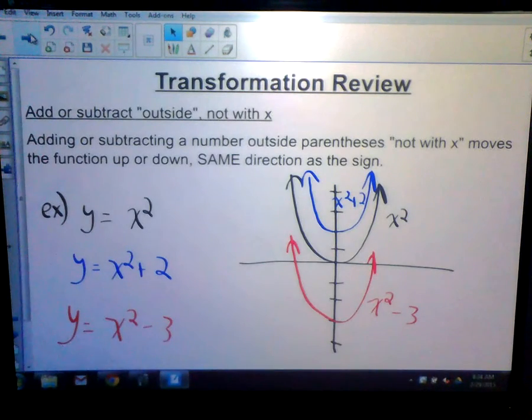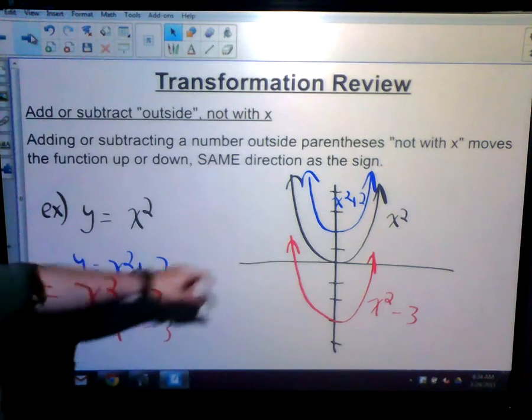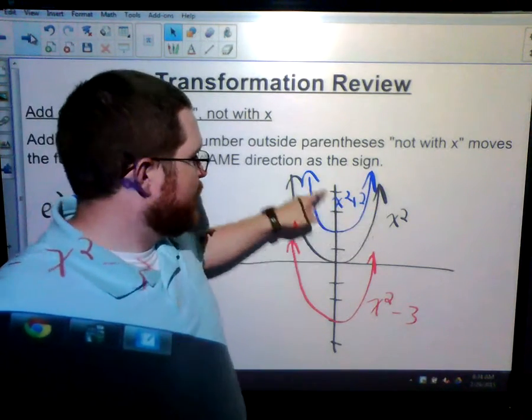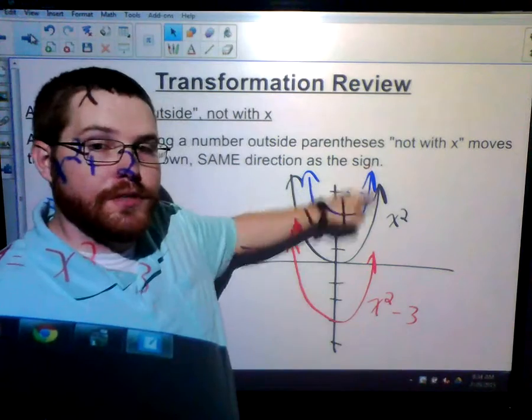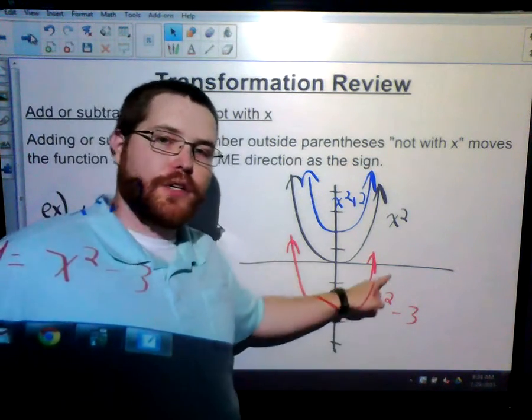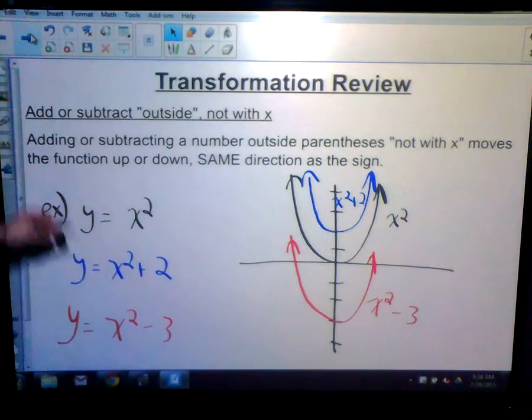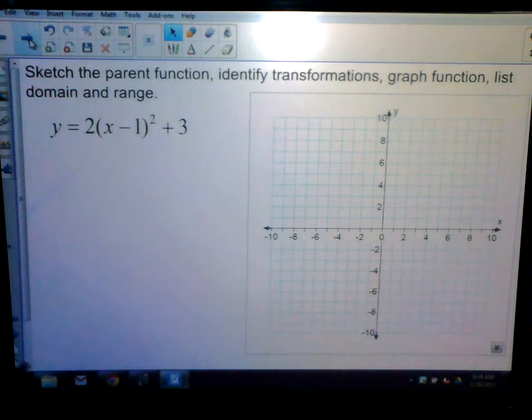How about outside, not with x? If you go outside, no parentheses, it moves it up or down in the same direction of the sign. So this time my parent graph is x squared. If I do x squared plus 2, it moved it up 2. X squared minus 3, moved it down 3. So those are my transformations.